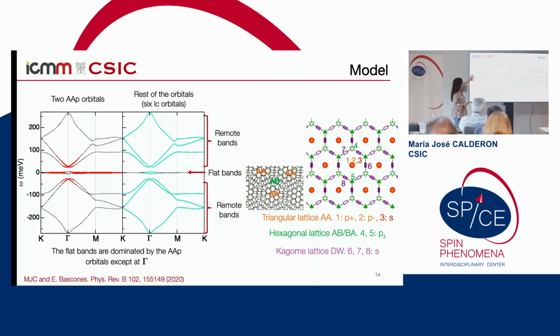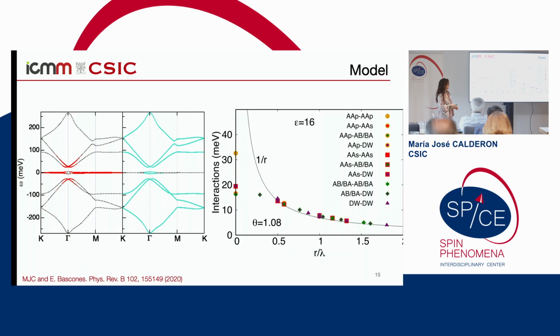Remember that I told you that we cannot have a model only for the flat bands, and this is the reason why you cannot do it, because you have mixing of all the orbitals close to gamma, okay? And this is important for the observation, in fact.